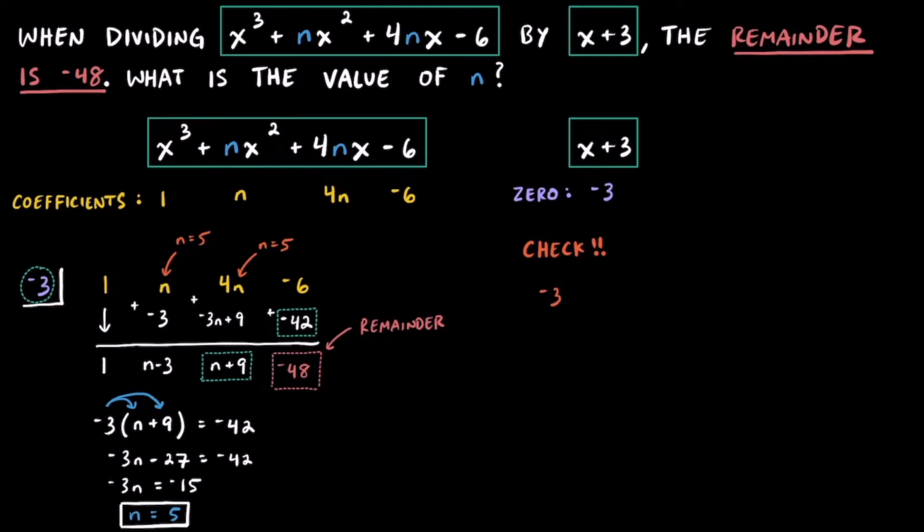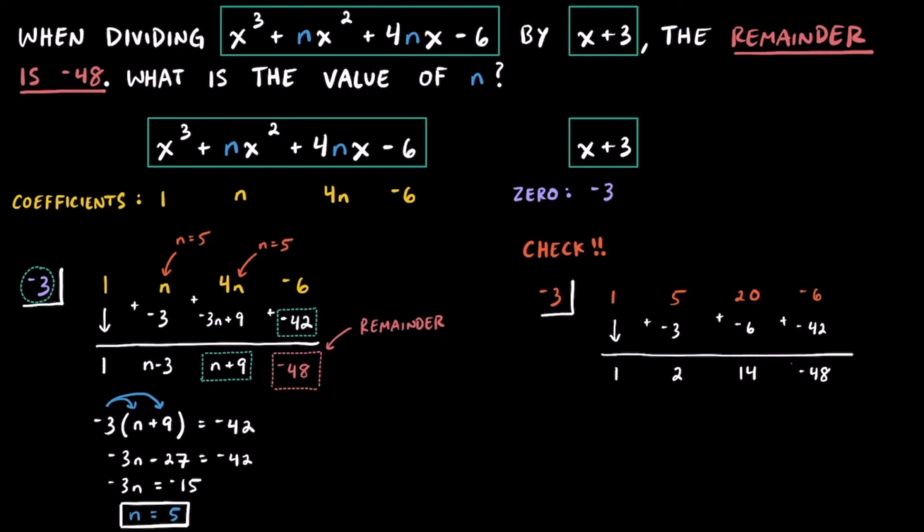We'll keep our 0 of negative 3 on the left side and write our coefficients of 1, 5, and 20 since 4 times 5 is 20, and negative 6. We'll start by bringing this 1 straight down, and negative 3 times 1 is negative 3, 5 plus negative 3 is equal to 2, negative 3 times 2 is equal to negative 6, 20 plus negative 6 is equal to positive 14, negative 3 times 14 is equal to negative 42, and negative 6 plus negative 42 equals negative 48.